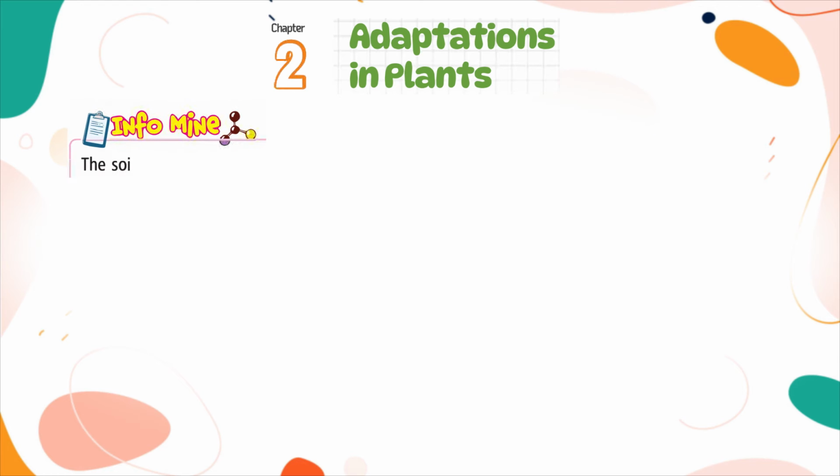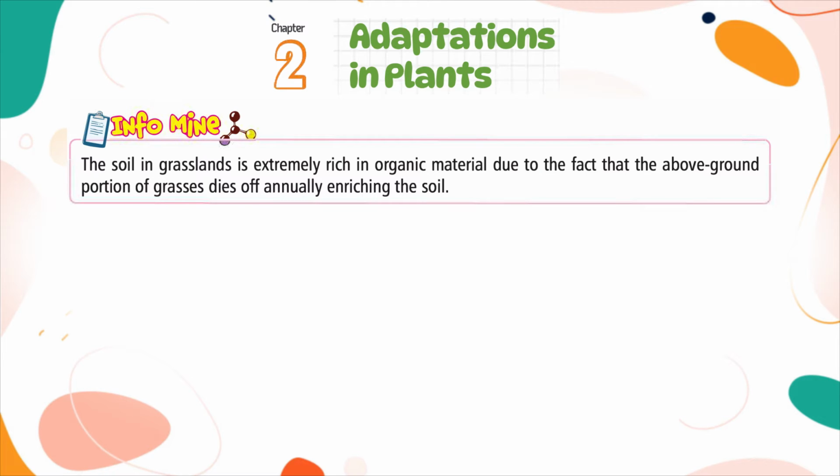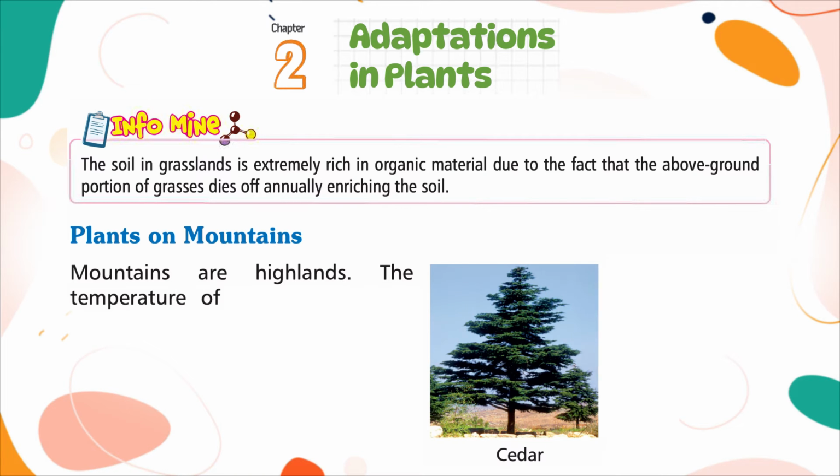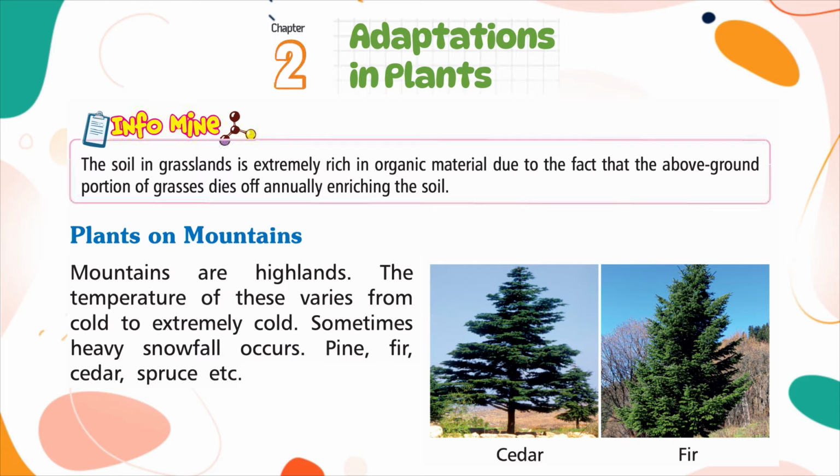Infomine. The soil in grasslands is extremely rich in organic material due to the fact that the above ground portion of grasses dies off annually, enriching the soil. Plants on mountains. Mountains are highlands. The temperature of these varies from cold to extremely cold. Sometimes heavy snowfall occurs. Pine, fir, cedar, spruce, etc. are some plants growing in these regions.